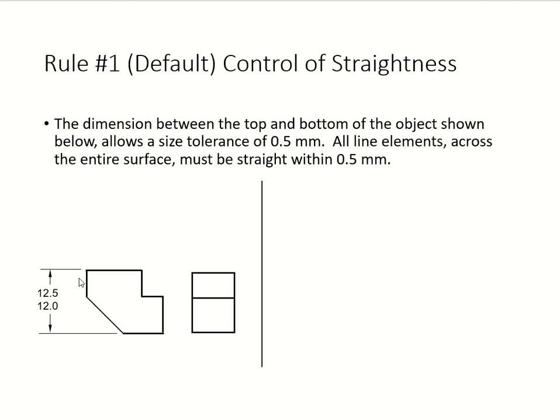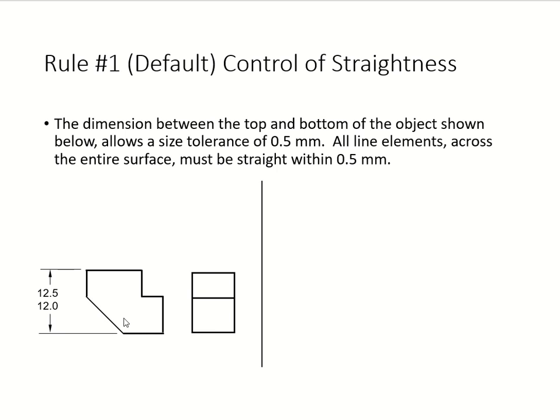So we have a dimension right here, top and bottom. Looking at the size tolerance, it's about 0.5, and you just subtract that. Of course, they're using millimeters for this example. And the line elements on the entire surface have to be straight within the 0.5 millimeter tolerance. So that's all set. Don't forget the dimension is given between the top and the bottom, so the line element across the entire surface has to go with that.